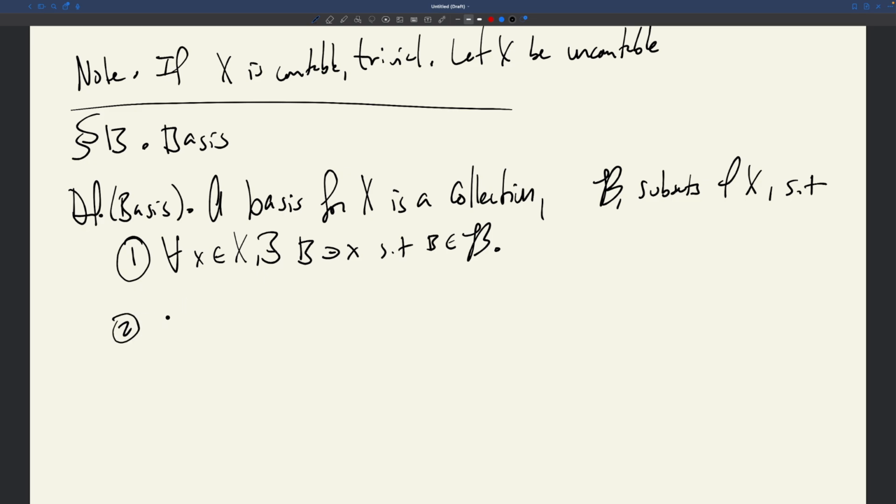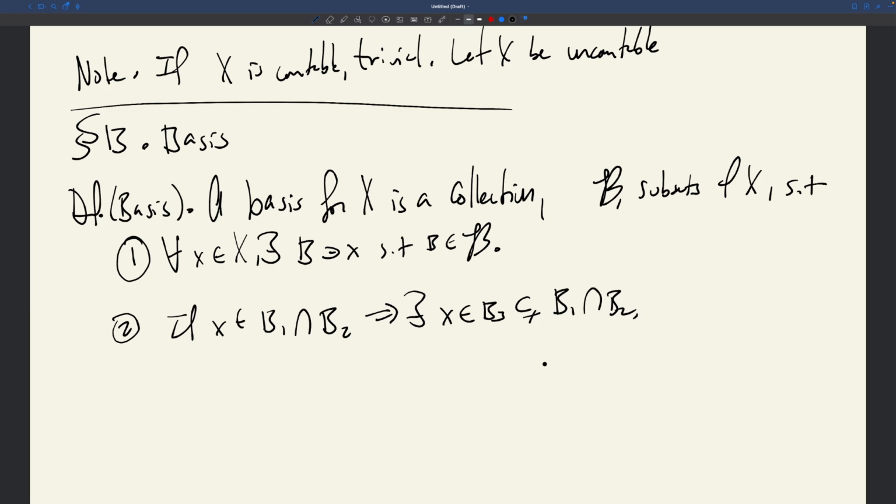And 2, if x is in B1 intersection B2, then this implies there exists B3 in the basis such that x is in B3 and B3 is a subset of B1 intersection B2. Perfect.